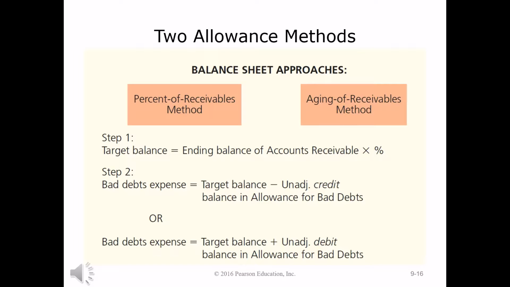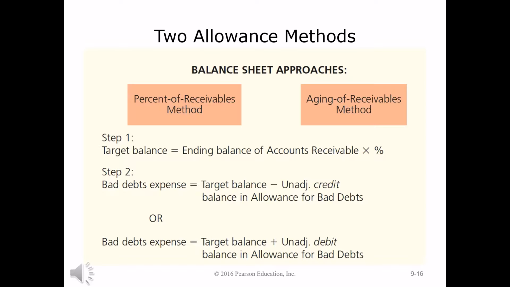The idea is this. Step 1, you need to identify a target balance for your allowance for bad debts account. You'll do that by calculating how much of your accounts receivable you believe will be uncollectible. With the percentage of receivables method, you take your accounts receivable times a percentage, that's usually an industry norm. For the aging of receivables method, we're going to take a percentage of the receivables at different ages and add them up. Once we have that target balance for allowance for bad debts account, our step 2 is to determine what that bad debts expense needs to be.